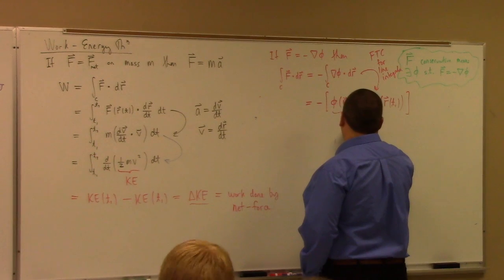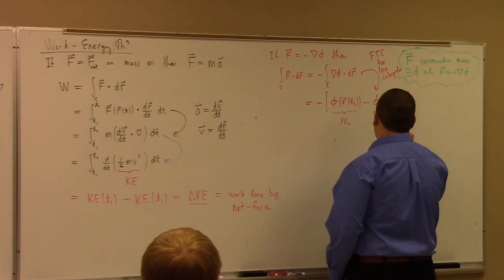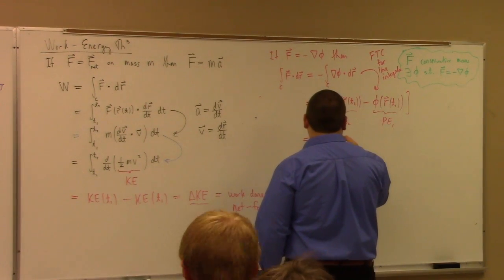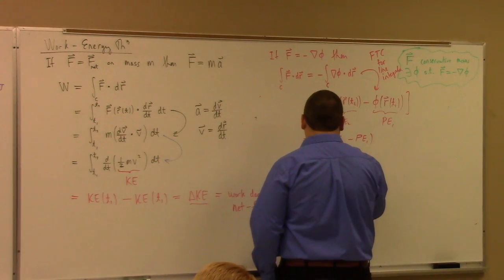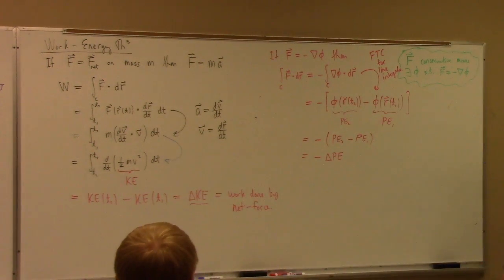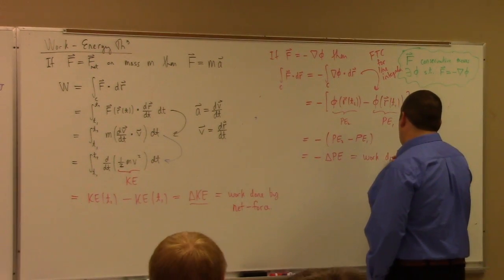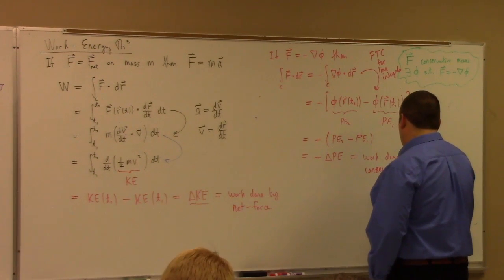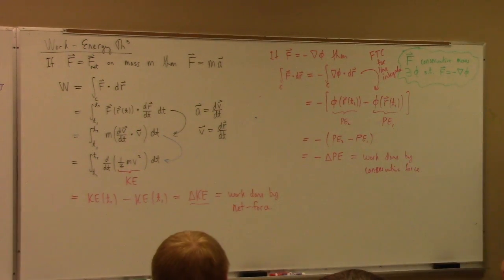But once you have that, oh man, that's really cool, because if I call this thing potential energy at time 2, and if I call this thing potential energy at time 1, or PE1 for short, what we then have is minus PE2 minus PE1, right? Which you could say is minus the change in the potential energy. In other words, the work done by a conservative force is minus the change in the potential energy.